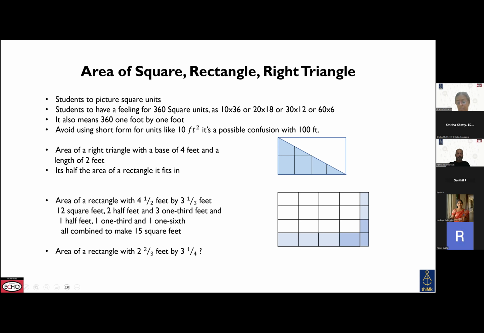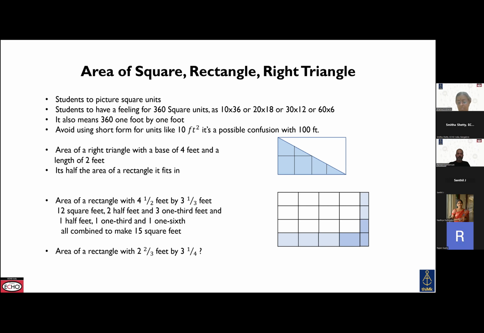If it is 360 square units, they should understand it as square units, because that is very important. Even when we move on to the circle later, we are still talking in square units, even for the area of the circle. With 360 square units, how many different ways could they see it? It could be 10 times 36, 20 times 18, or 5 times 72. It could be various things, but they should literally see it as 1 foot by 1 foot. That is the key thing.